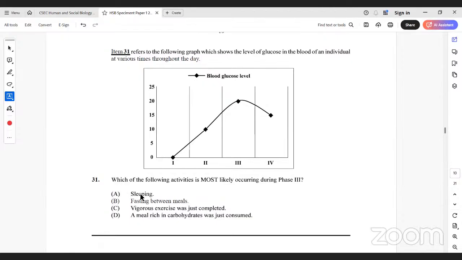Phase 3, and we could think, is the person sleeping? They wish they were sleeping. Fasting between meals. Vigorous exercise was just completed. A meal rich in carbohydrates was consumed. Yeah, that's it. That's the only one from the options they have given us that would spike the glucose level so high. Right? So D, and I am seeing persons saying D in the chat, which is wonderful. So let's put a check mark right by D.